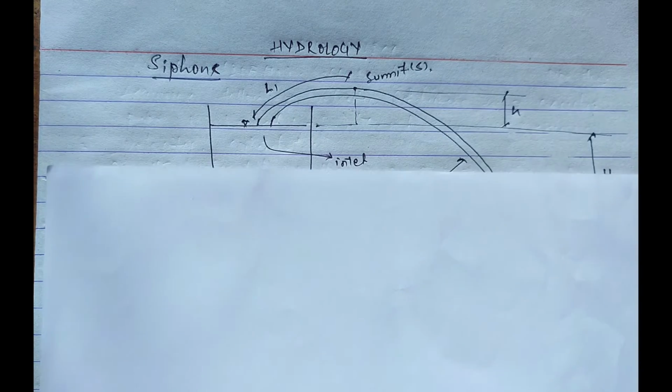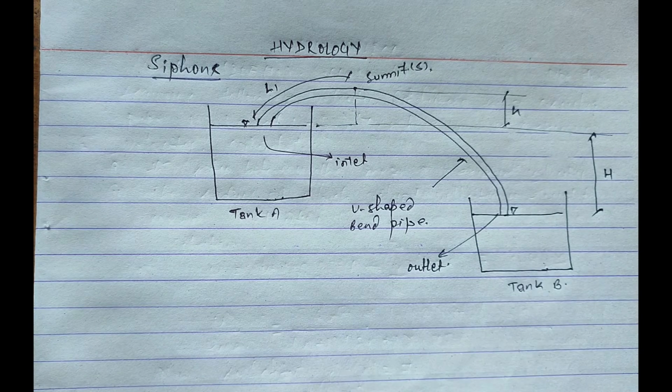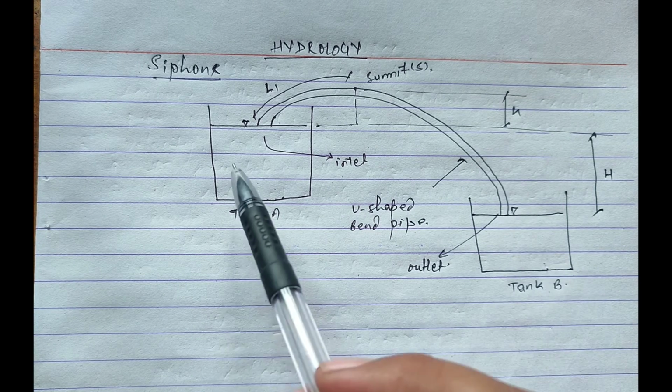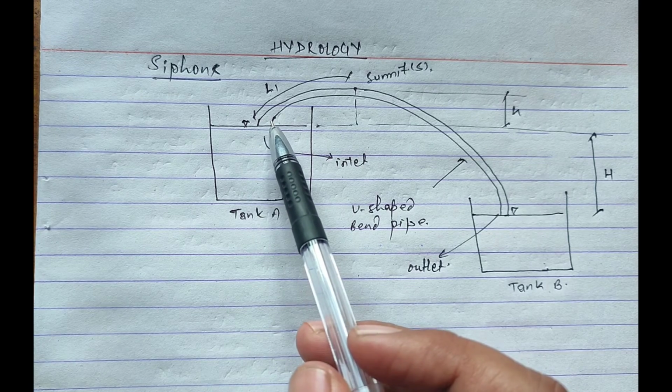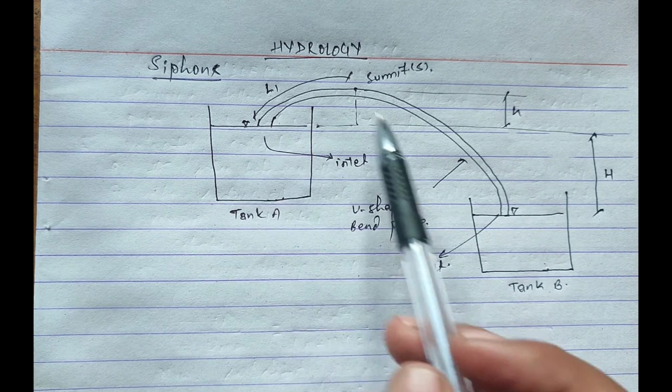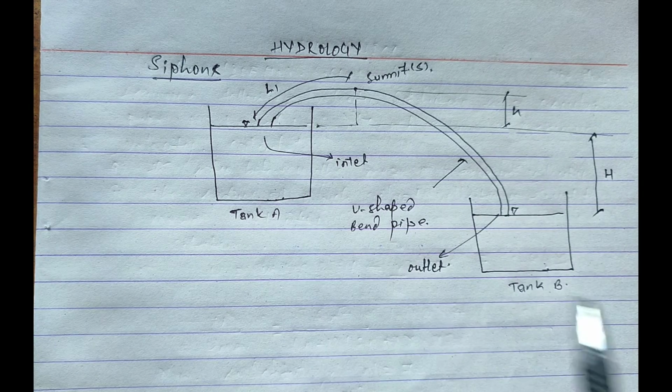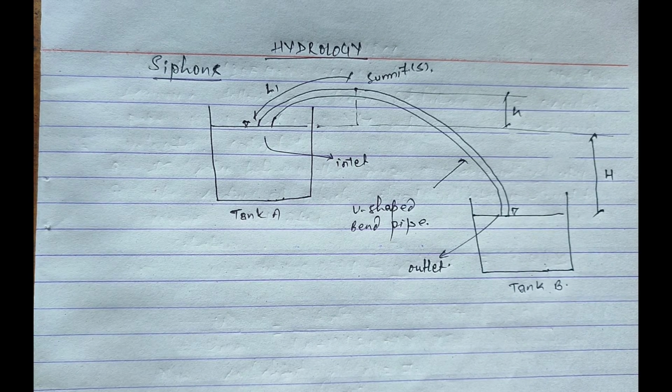Today we'll talk about siphon. Here we have present the figure over here related to siphon. This is tank A and this is tank B, from where the water is flowing from the higher altitude of tank A to the lower altitude of tank B. So before knowing more about this, let's move to the definition of a siphon.